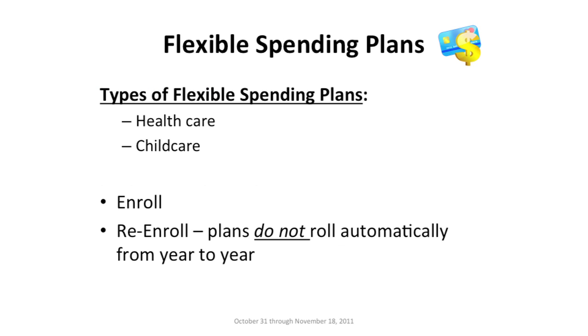Flexible spending plans. Types of flexible spending plans include health care and dependent care. You either have to enroll or re-enroll. Plans do not roll automatically from year to year.